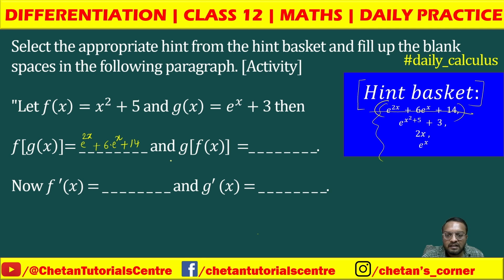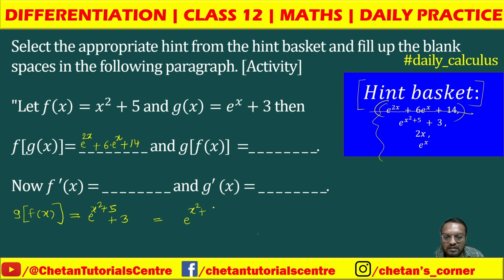Now in the next part, we have to find out the value of g of f x. So g of f x means this: in the function g of x, we have to replace this x with f of x. So this is f of x and this is g of x. So how to do this? Let's see. g of f of x is equal to, so what I will do, I will replace this x term with f of x. So e raised to x, I will replace with f of x, and the value of f of x is x square plus 5. So I will write this x square plus 5 over here and this plus 3 as it is. So on further simplifying, what I will get?